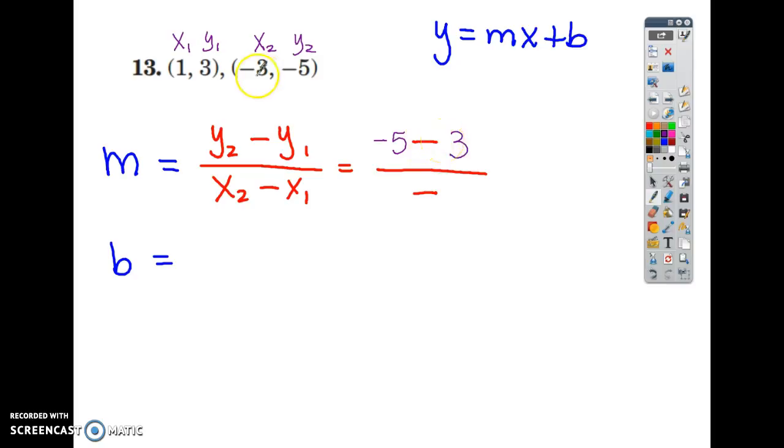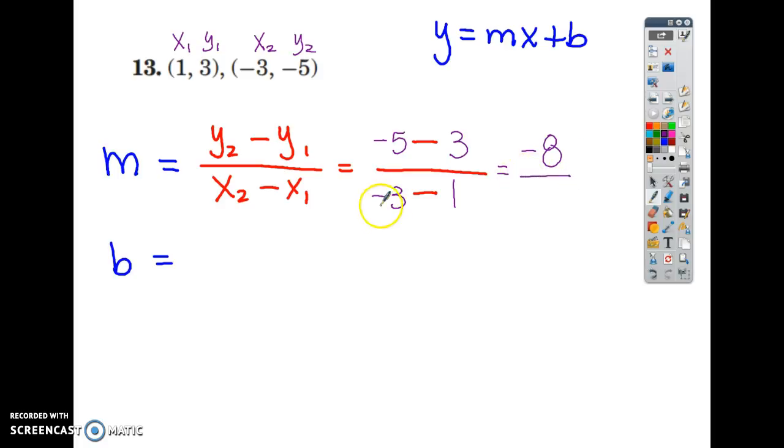Now point at the x's. You're going to do negative 3 minus 1. Negative 3 minus 1. If this was a negative 1, then yes, it would turn into a positive. All right, so what is negative 5 minus 3? Negative 8. Make sure you put it in the calculator. Negative 5 minus 3 is a negative 8.